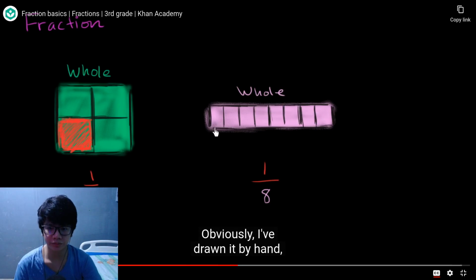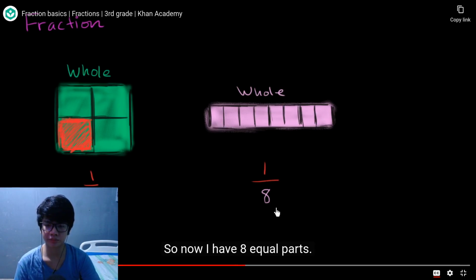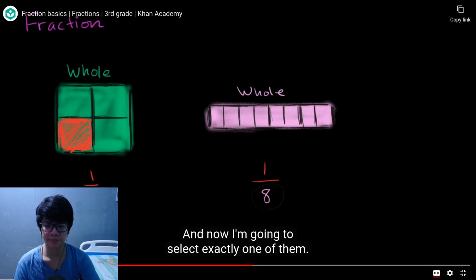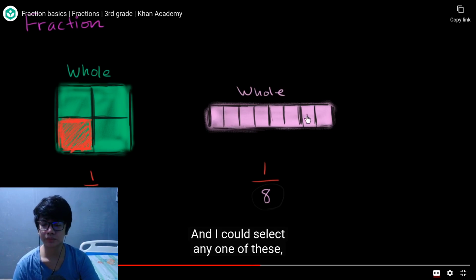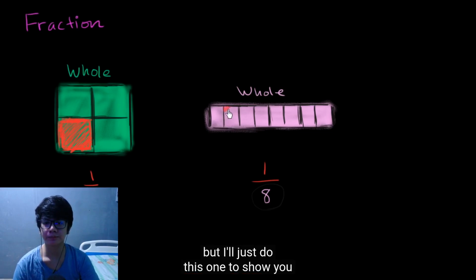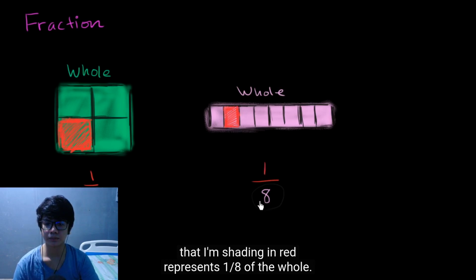And it's not exact. Obviously, I've drawn it by hand, but hopefully this gets you a sense. So now I have 8 equal parts. And now I'm going to select exactly one of them. And that'll represent 1/8. And I could select any one of these, but I'll just do this one to show you it does not have to be necessarily the first one. So once again, this square right over here that I'm shading in red represents 1/8 of the whole.